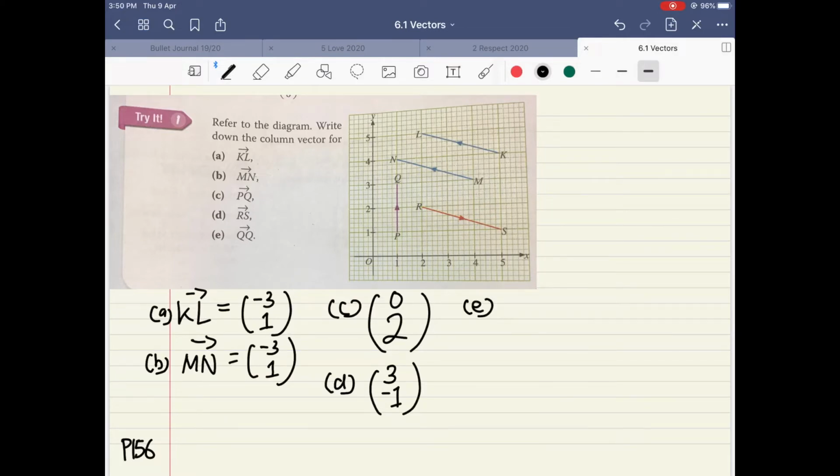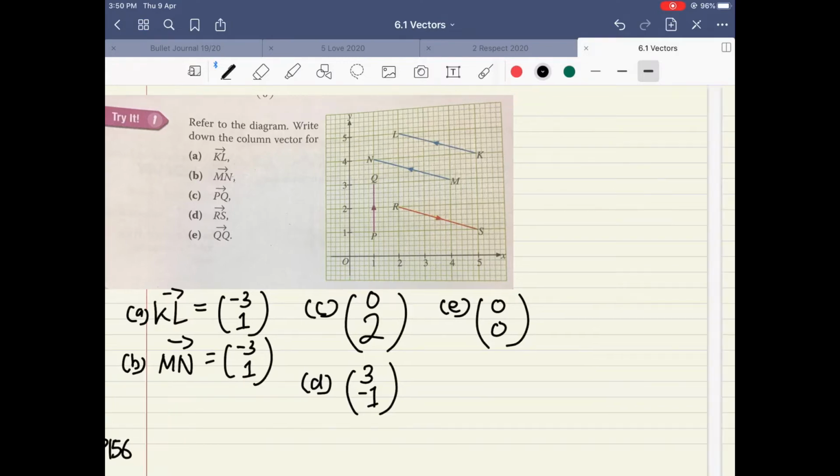Finally, we have the vector QQ. For the vector QQ itself, notice that it doesn't move left, neither does it move right. We do not move up, we also do not move down. In fact, there is no movement, no displacement at all. Hence, the vector QQ can simply be represented by 0 and 0. And there we have Try It 1.